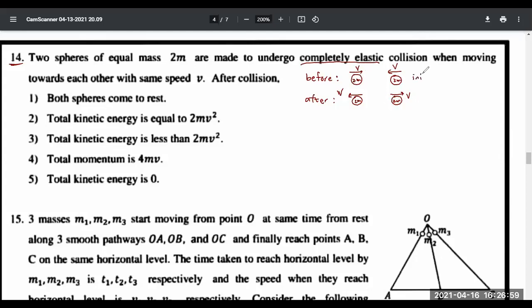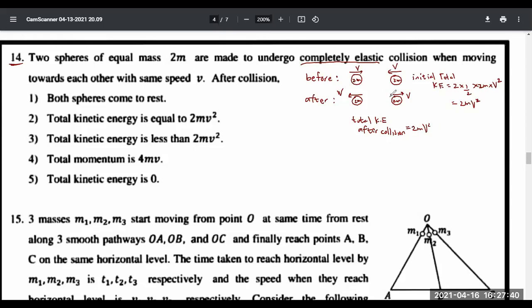So initial total kinetic energy, how much is that? That is going to be 2 times, both will have the same kinetic energy, half into mass into v square, correct? So this 2 and half will get cancelled off. Finally, you'll be getting 2mv square. So total kinetic energy after collision should also be the same. Why is that? Because it's an elastic collision. So total initial kinetic energy and total final kinetic energy must be the same. There mustn't be any energy loss.